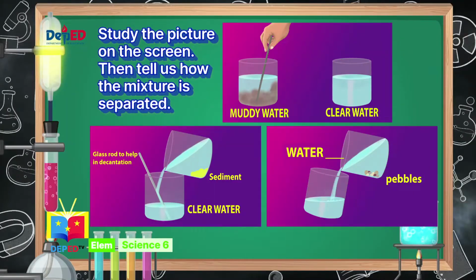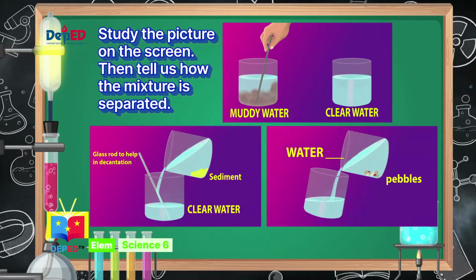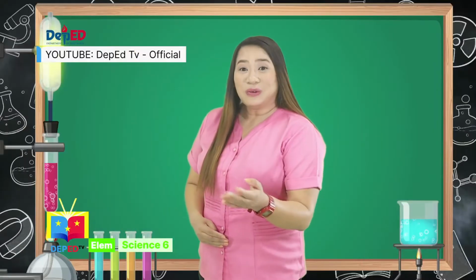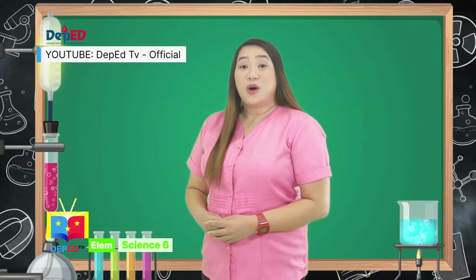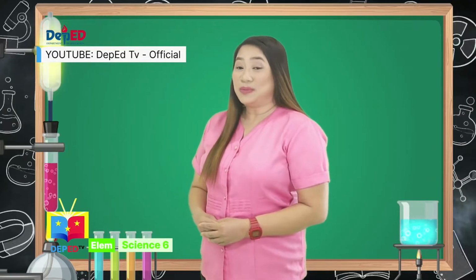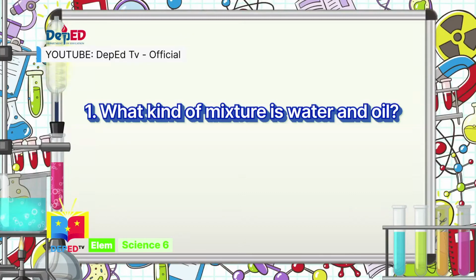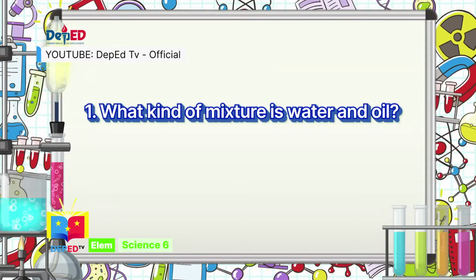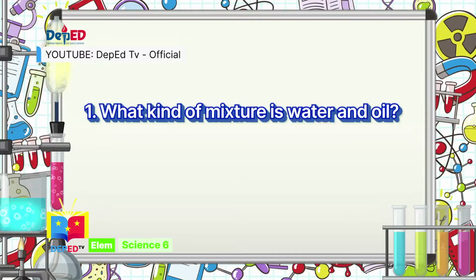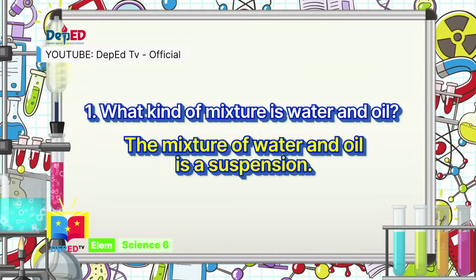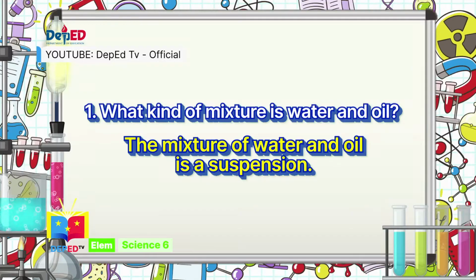Study the picture on the screen. Then tell us how the mixture is separated. So, science-minded learners, what have you observed from the picture? Number 1. What kind of mixture is water and oil? That's right. The mixture of water and oil is a suspension.